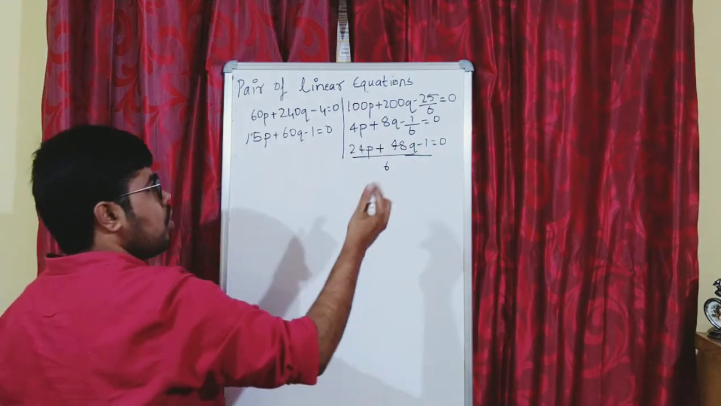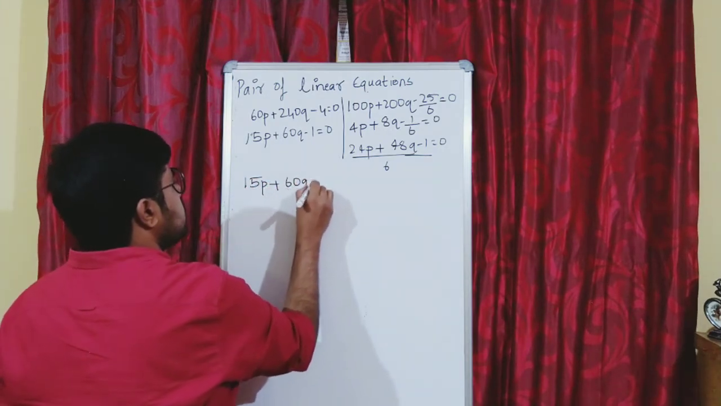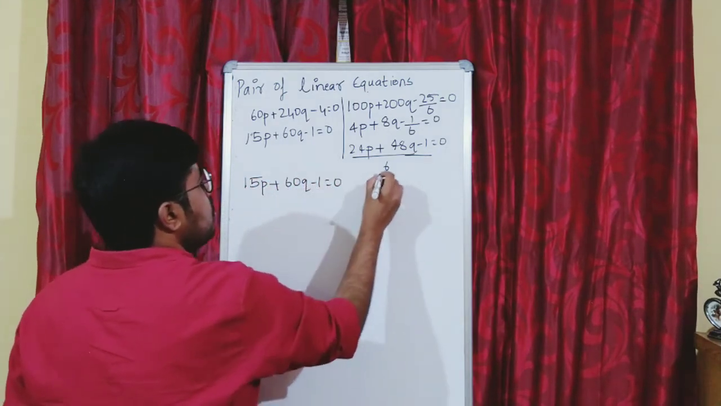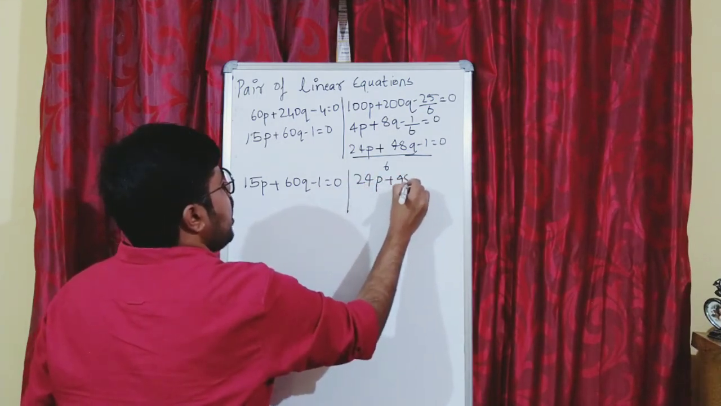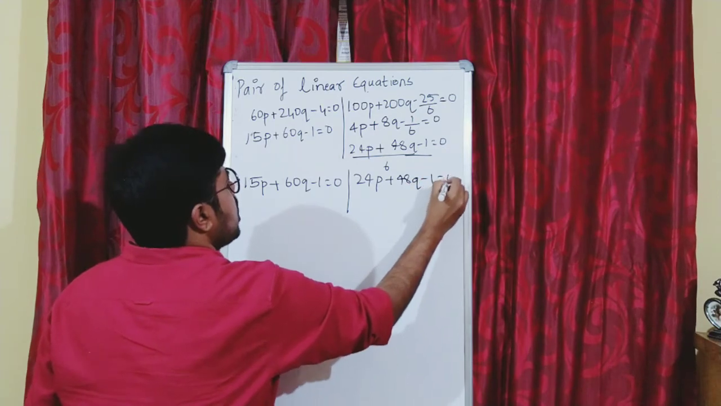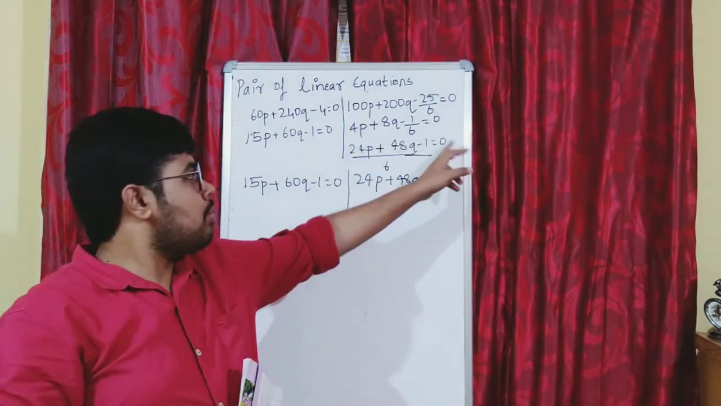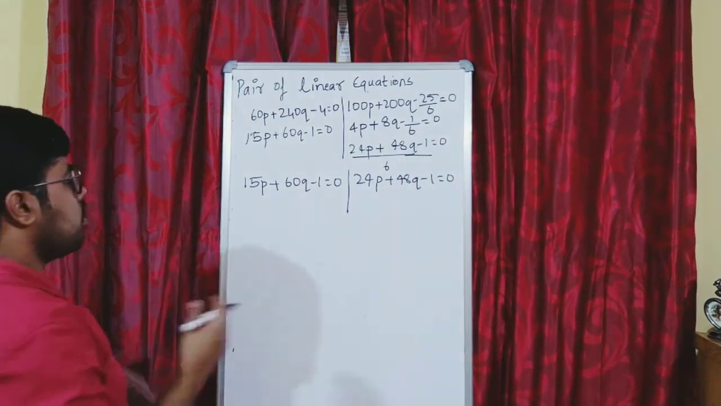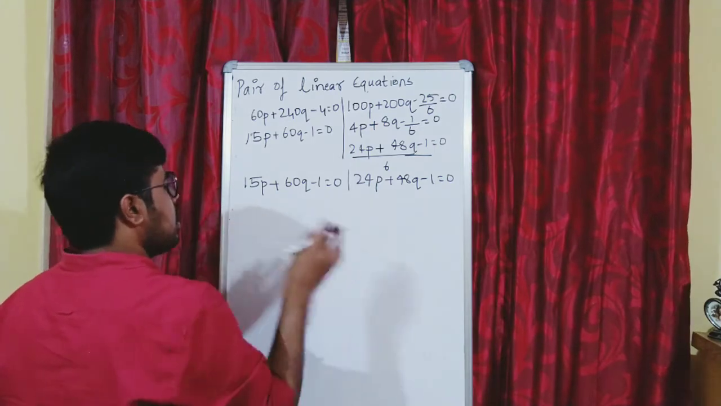And next, you know what happens. Write this equation: 15p plus 60q minus 1 equals 0. So this becomes 24p plus 48q minus 1 equal to 0. You know what happened? This 6 goes to the right hand side and becomes 6 into 0, which is 0. Therefore, we have the two equations. By the elimination method you can't cancel it directly.